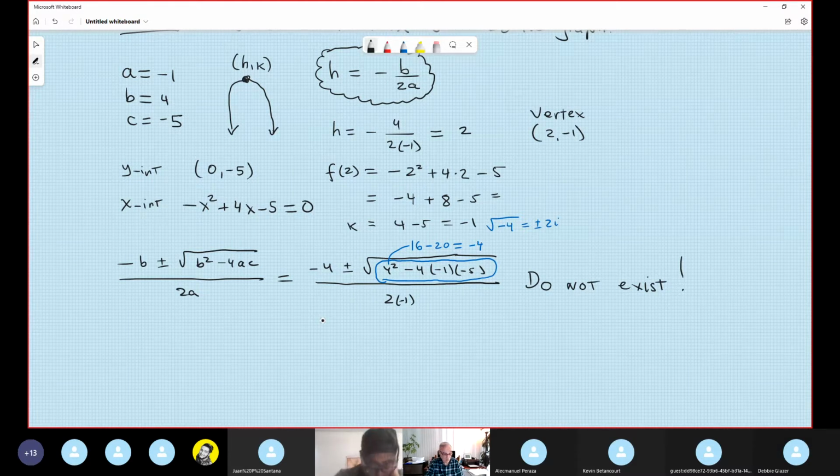Let's see how. Well, we do not have too much information. We have only the vertex, boom. We have the y-intercept, boom, and no x-intercept. We lost a point here. Okay, and what about the axis of symmetry? Axis of symmetry is always useful.